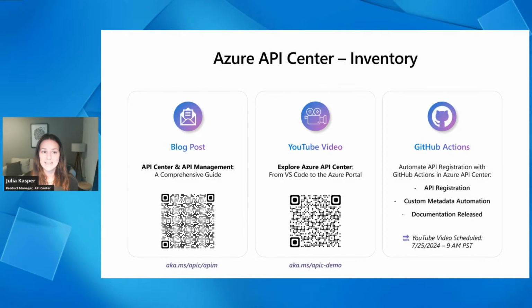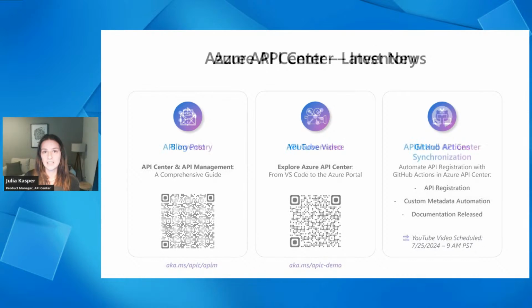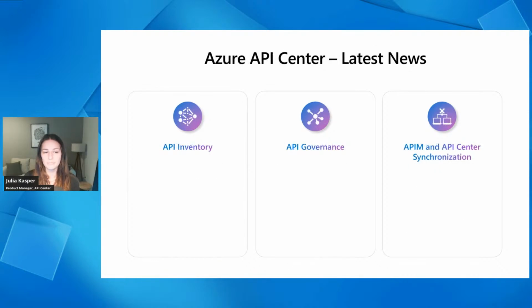All right, so let's get right into some news in the inventory area. After talking to a lot of our customers, we've realized that with Azure API Center being a new product, customers still need some guidance. What is Azure API Center? When should organizations use API management? When should they use API management and API Center together? And maybe even what are some of the key features for both of these products, right?